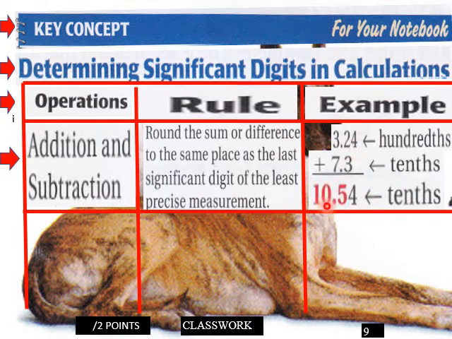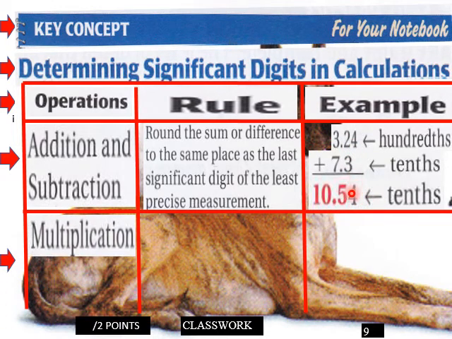The sum is 10.54, so 10.5 would be tenths. That would be your significant digits here. Because of 7.3, that limits any going to the hundredths as far as precision. So our precision here is limited by the tenths, so we just round it to 10.5.